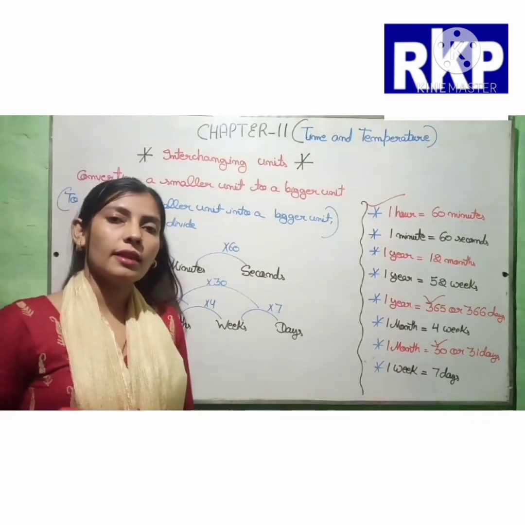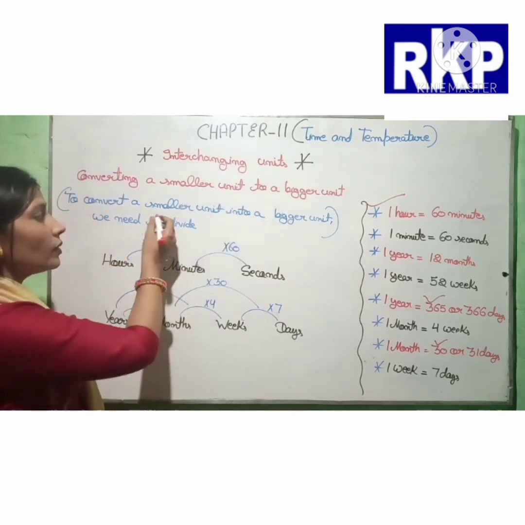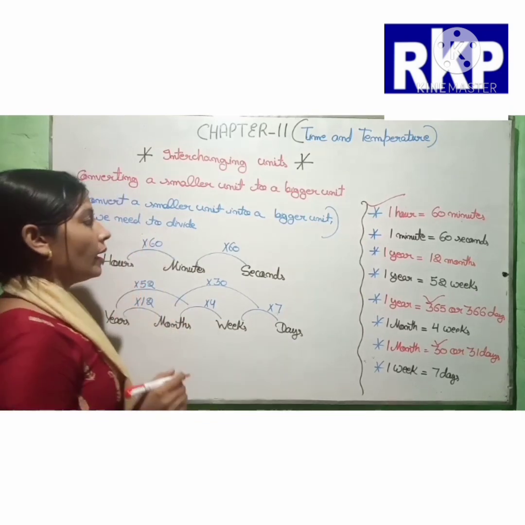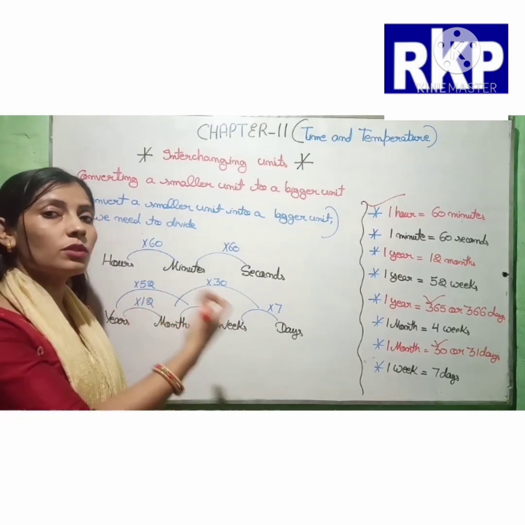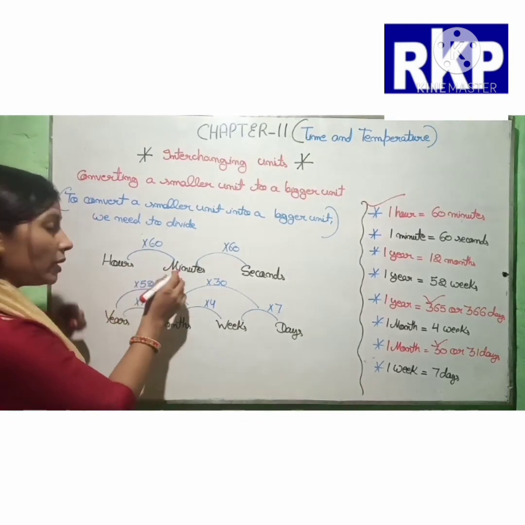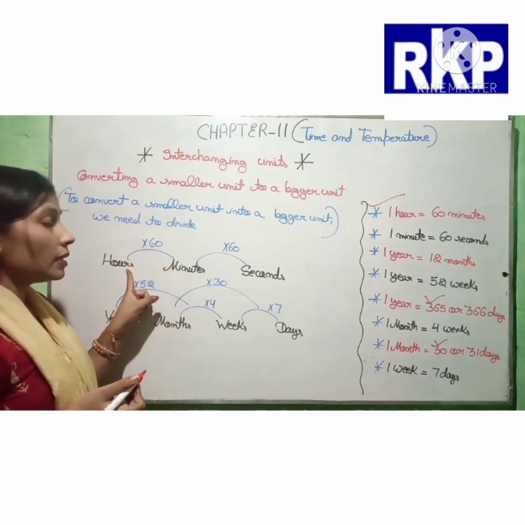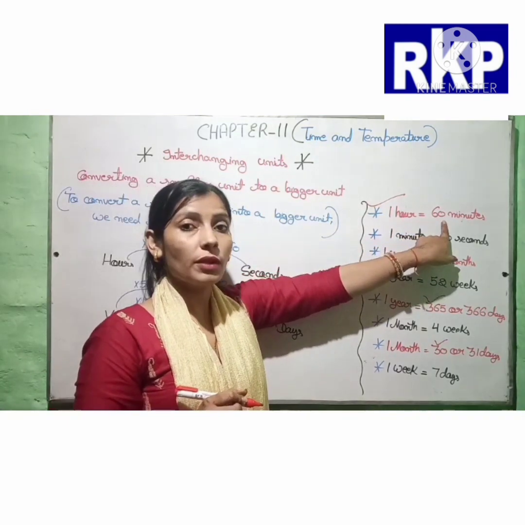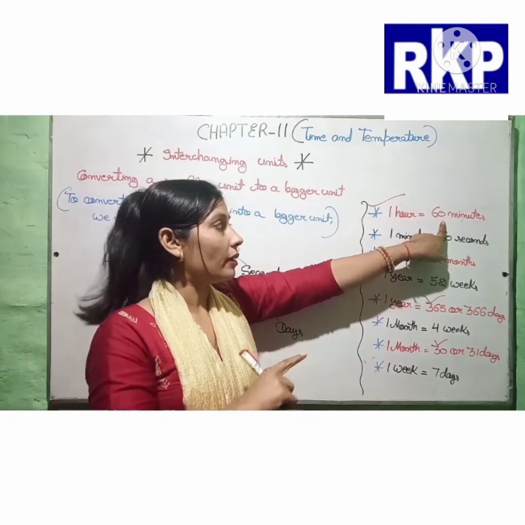Now students, let us see how can we convert a smaller unit into a bigger unit. When we convert a smaller unit into a bigger unit, then we need to divide. And we have already discussed that when we convert a bigger unit into smaller, then we need to multiply. When we convert hours into minutes, then we need to multiply with 60, because what is the relation between hours and minutes? Yes, 1 hour is equal to 60 minutes. So when we convert hour into minutes, then we need to multiply with 60.